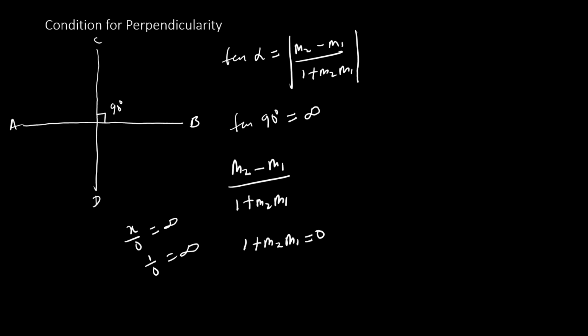Hope you get that. Then 1 plus m2 m1 must be equal to 0. So we have m2 m1 equals -1, and this is the condition for perpendicularity. If two lines are perpendicular, then the slope of the first one multiplied by the slope of the second one must be equal to -1. This gives us the condition for perpendicularity.